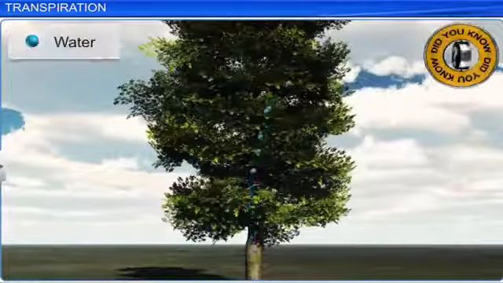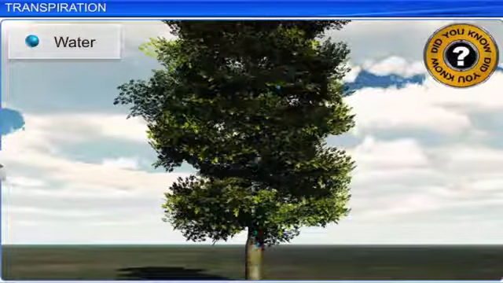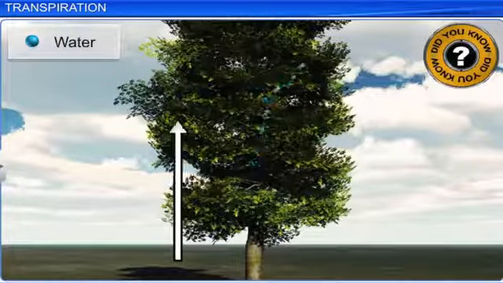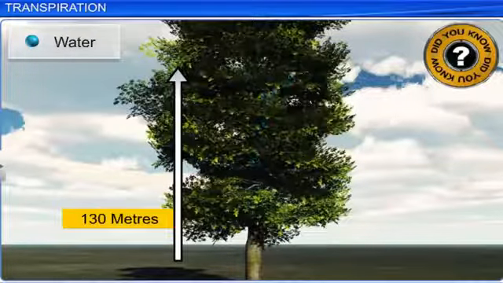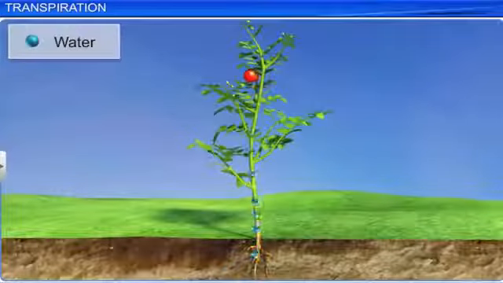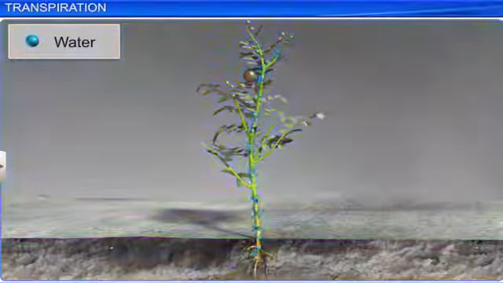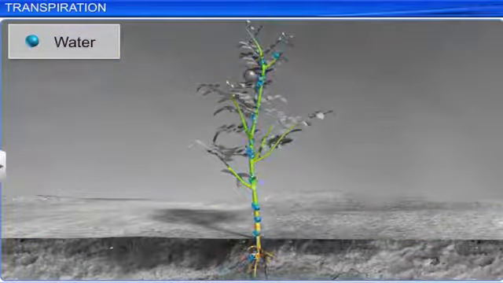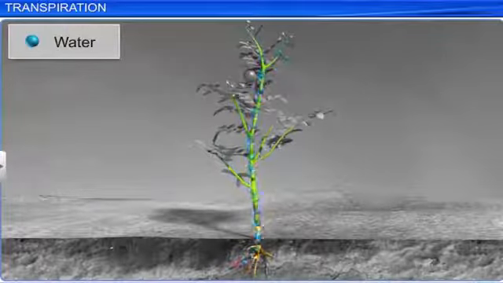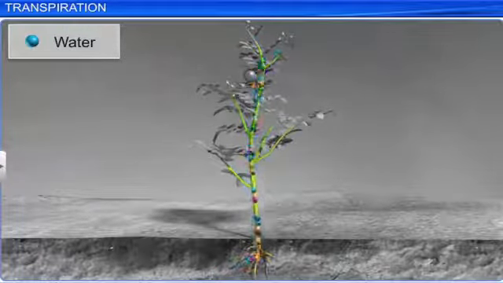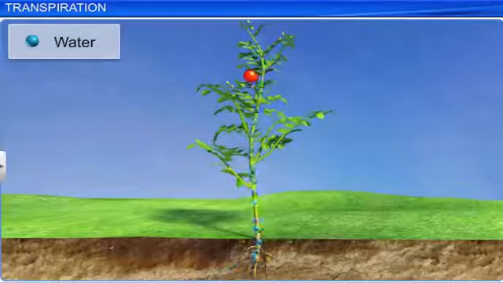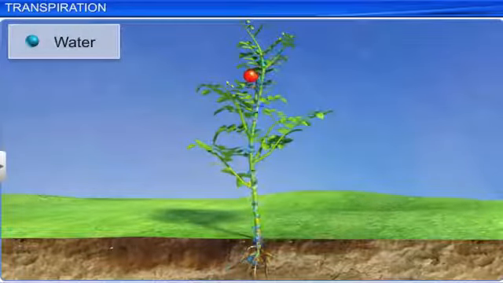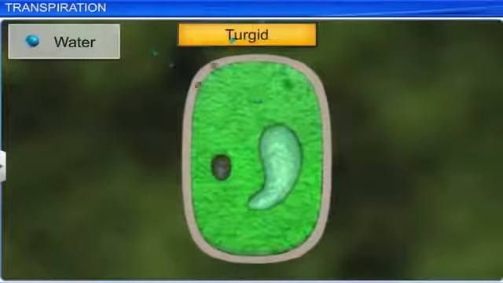Did you know that this pressure generated by transpiration pull is capable of lifting water over 130 meters high in a xylem vessel? Transpiration not only creates this pull for the absorption and transport of water for photosynthesis, it also transports minerals from the soil to all parts of the plant. In addition, it cools leaf surfaces by evaporative cooling and maintains the shape and structure of plants by keeping cells turgid.